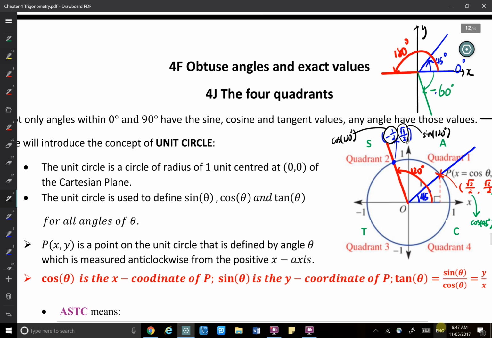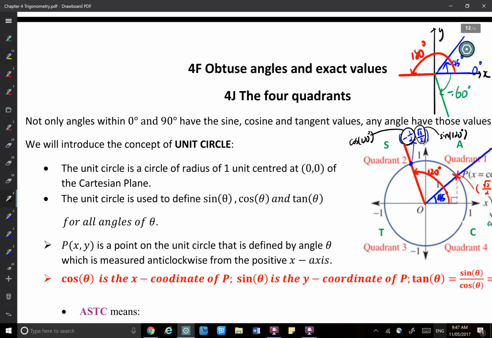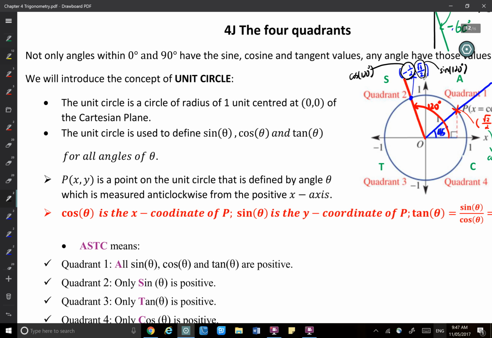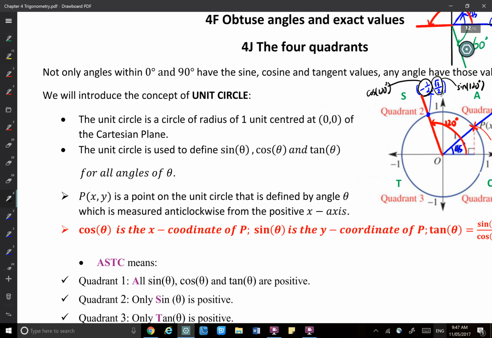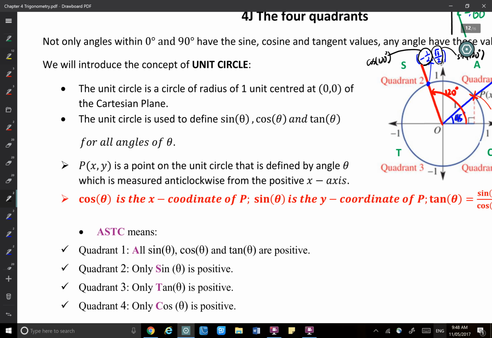Not only angles within 0 to 90 degrees have sine, cosine, tangent values; any angle has those values. We will introduce the concept of the unit circle, which I have introduced already. The unit circle is a circle of radius 1 unit centered at (0, 0) of the Cartesian plane. The unit circle is used to define sine, cosine, and tangent for all angles theta. Going from the positive x-axis anti-clockwise gives a positive value. Going clockwise gives a negative value.